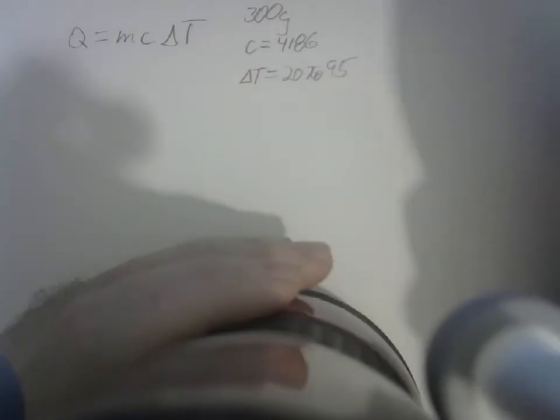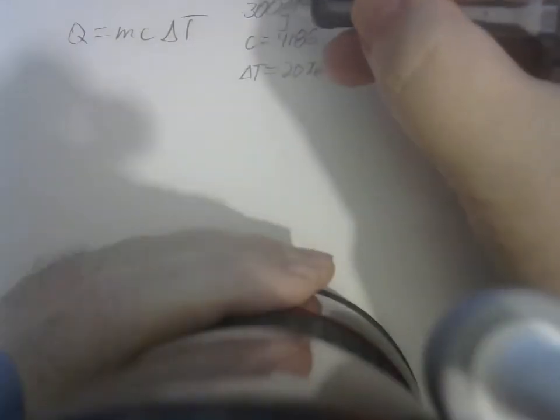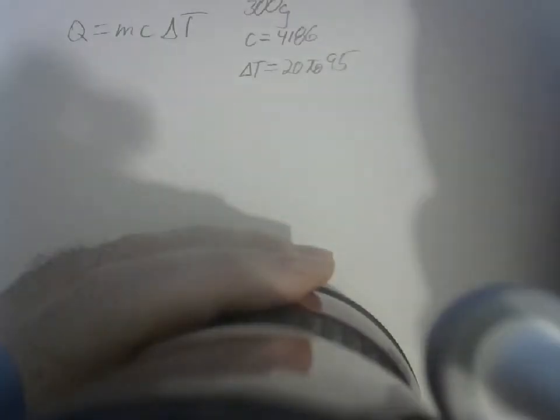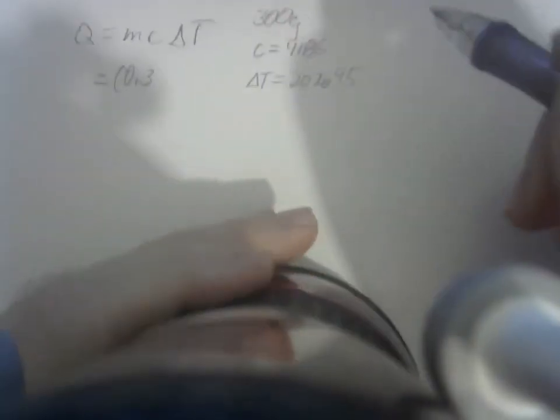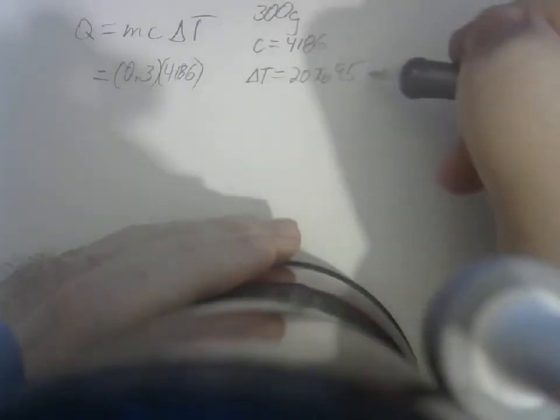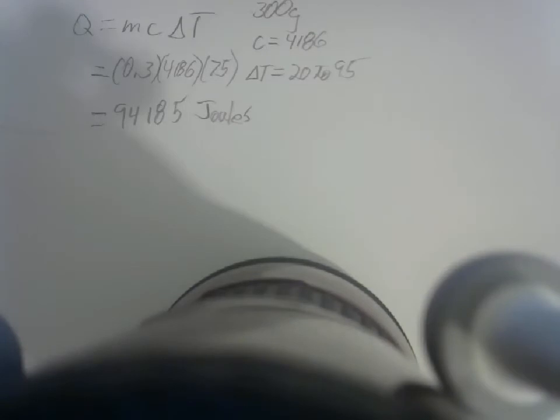This is a very straightforward problem. The only issue with this is applying mc delta T as your heat. There's no changes of phase or anything like that. The big issue is changing grams to kilograms because we want to have it in SI, so it's 0.3 kilograms times our specific heat of 4186, and then our delta T going from 20 to 95 will be 75. Since everything was in SI, once we plugged it in, it comes out in joules.